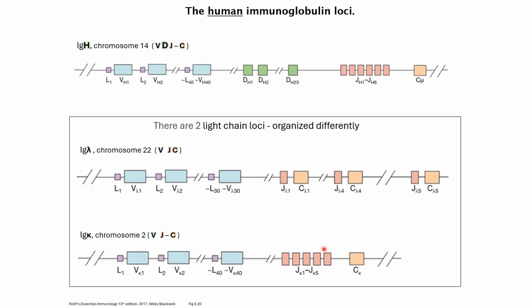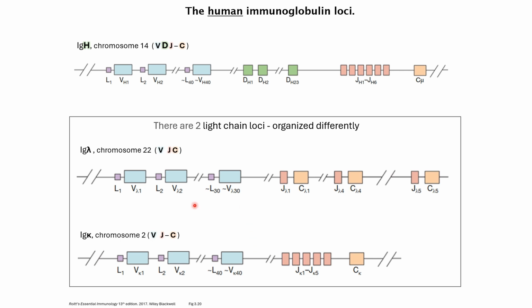But the J segments are organized in a similar way to the heavy chain. So the J segments are all together. There are no associated constant domains. There's just one constant region downstream. So this arrangement is similar to what we find in the heavy chain. In both cases, there are no D segments.